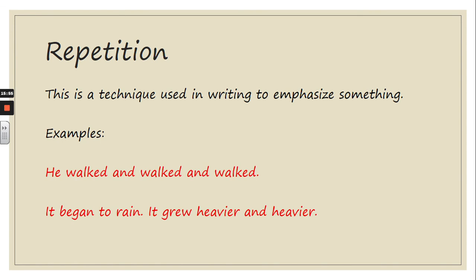Repetition. This is a technique that's used in writing to emphasize something. So he walked and walked and walked. It gives you the impression that this is a long journey and that it's tiring, and it makes you imagine what this person is doing. Or it began to rain, it grew heavier and heavier. It emphasizes the fact that it is raining and it's getting worse and worse. So you can imagine what's happening and what the mood would be in the sentence that you're writing.